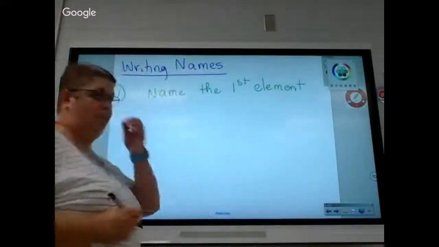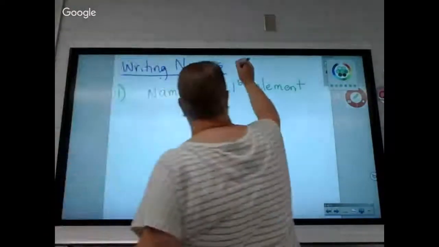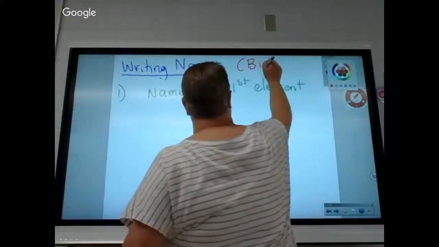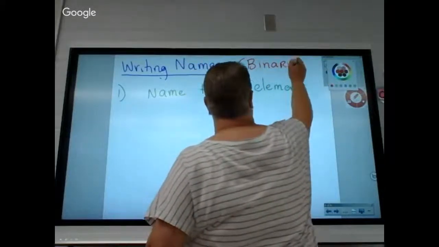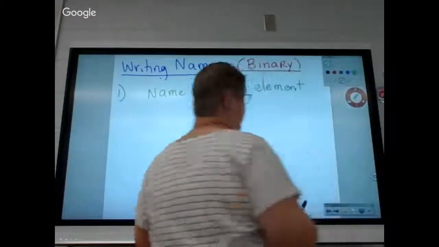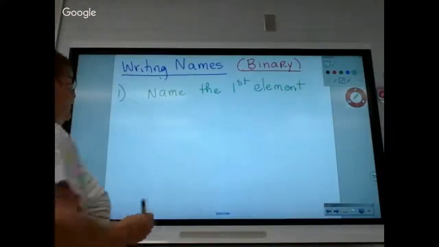Look, we're using the same color. Okay? Now, remember, maybe I should clarify this. We are talking about binary compounds, right? So binary means what? 2. Okay? So we're naming the first element.